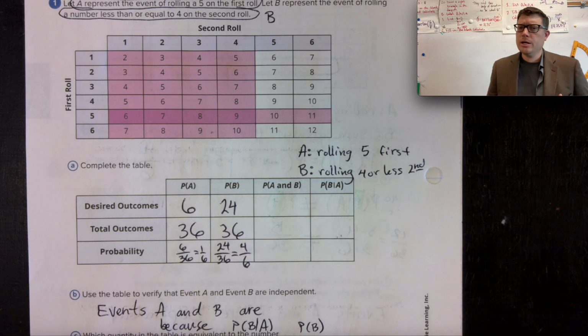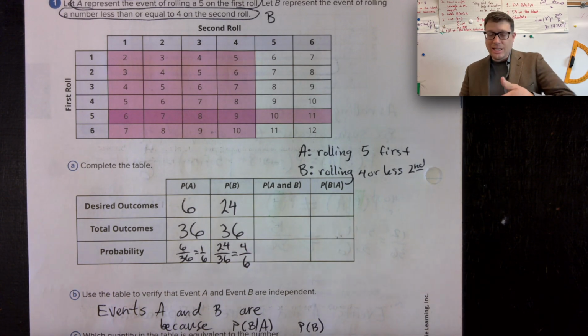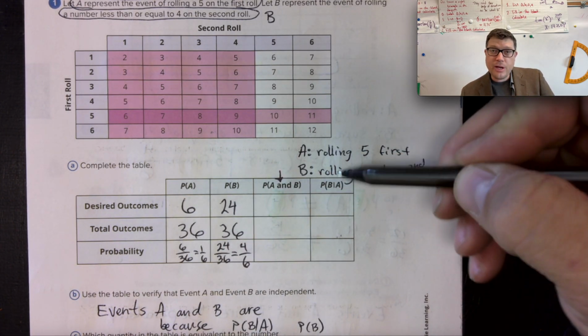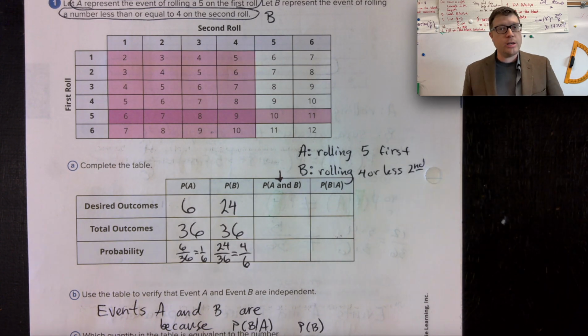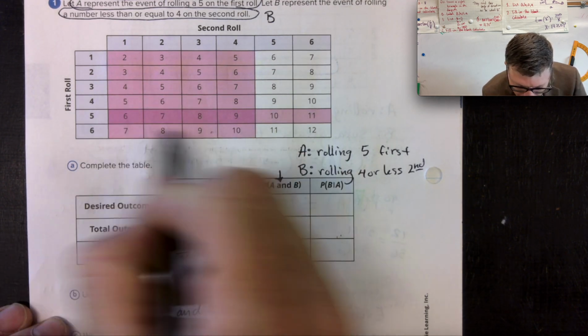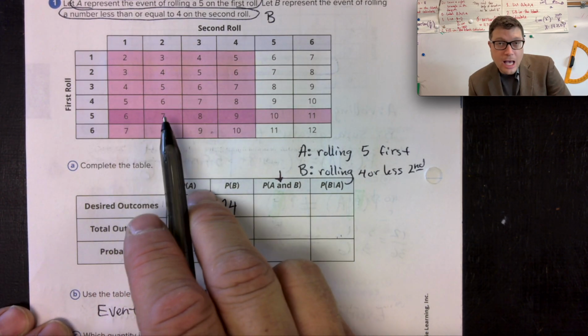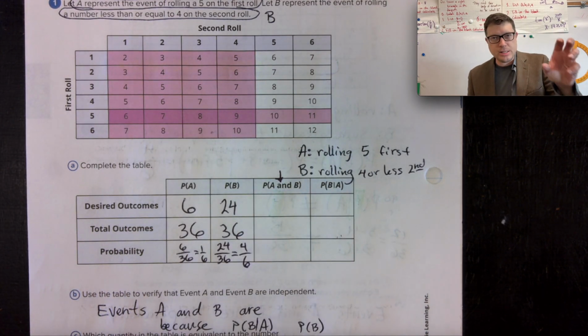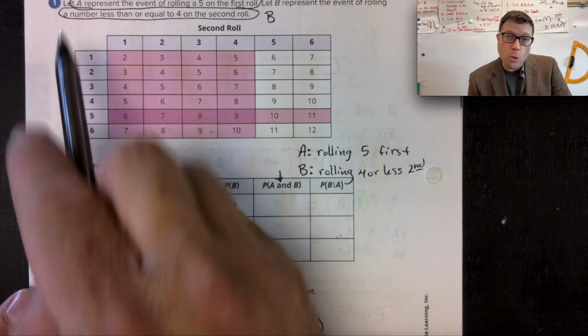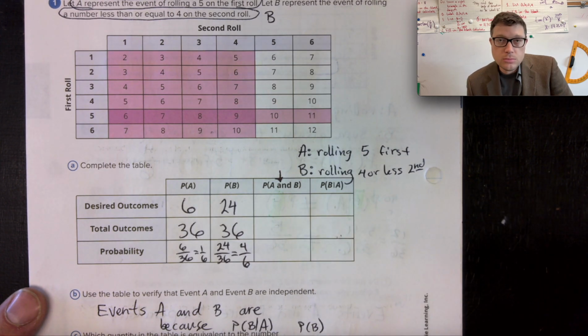So if we want to talk A and B, this use of the word and is different from the given line, that given bar in the conditional probability. A and B is where there's overlap. And so how many of these cells, boxes in the table, are in the overlap of 4s and the 5? 4 of them.